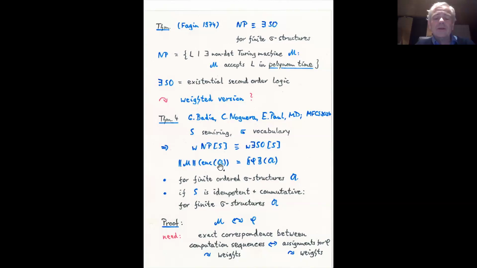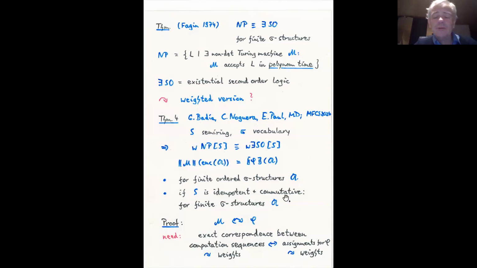We have to code the structure in some form so that the Turing machine can deal with it. And that's what we do. This holds for all finite ordered structures, and it even holds for all finite structures if the semi-ring is idempotent and commutative. So this includes the Boolean semi-ring. So the classical Fagin theorem, if we put in the Boolean semi-ring, we get it back. But it holds for more semi-rings, like the max-plus and min-plus semi-rings, which we had.